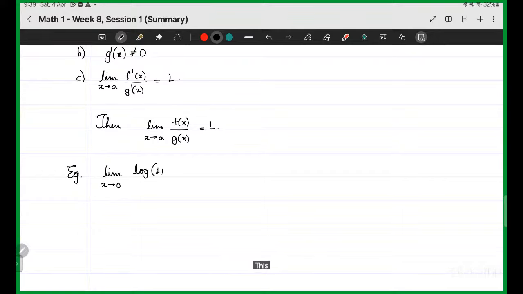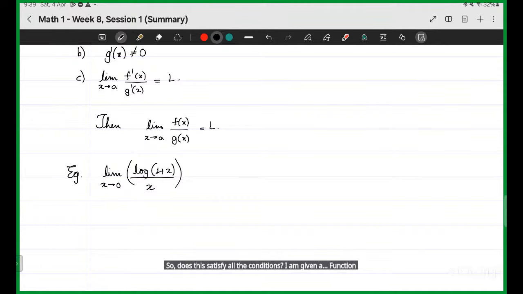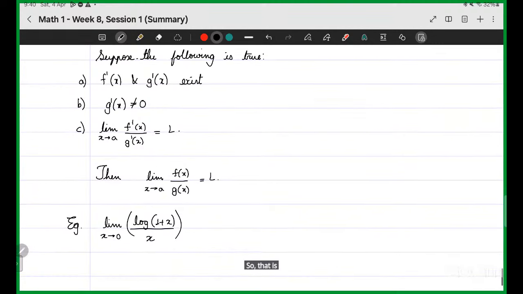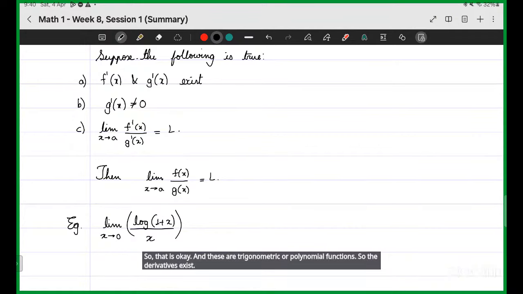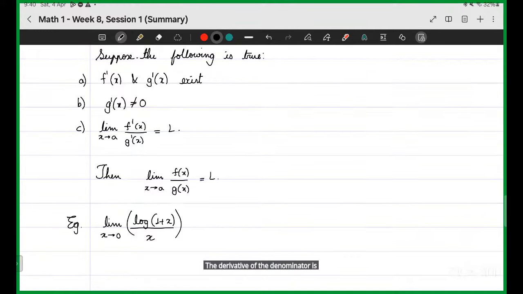This was one of the limits that I said needs to be memorized. So does this satisfy all the conditions? I am given a function which is written as a ratio of two functions. Yes. What is the limit of the numerator? 0. And what is the limit of the denominator? Same, 0. So this is in a 0 by 0 form. So that is okay. And these are trigonometric or polynomial functions, so the derivatives exist. The derivative of the denominator is never 0. All of this is true.